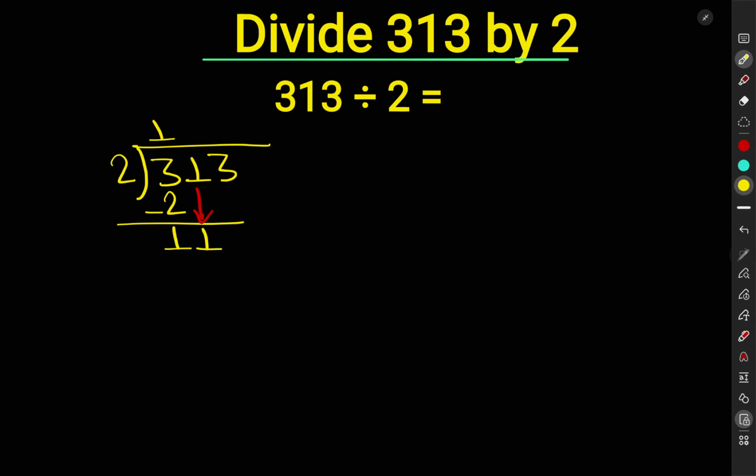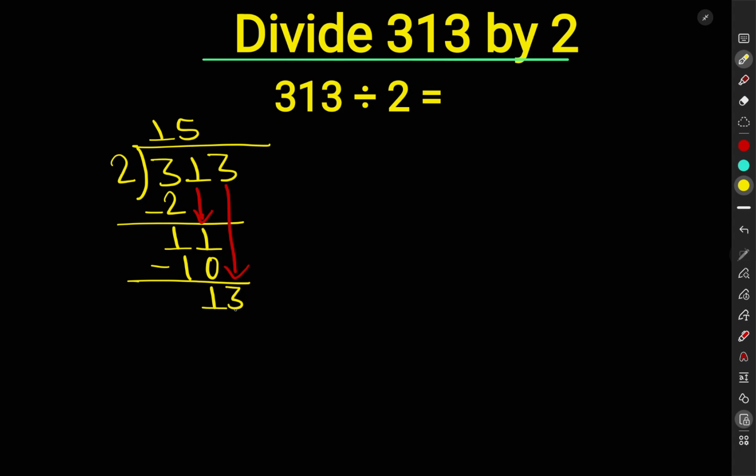So now it became 11 and 2 times 5 means 10. On subtracting we get 1. So again this 1 is less than 2, so we put down the number beside this 3.